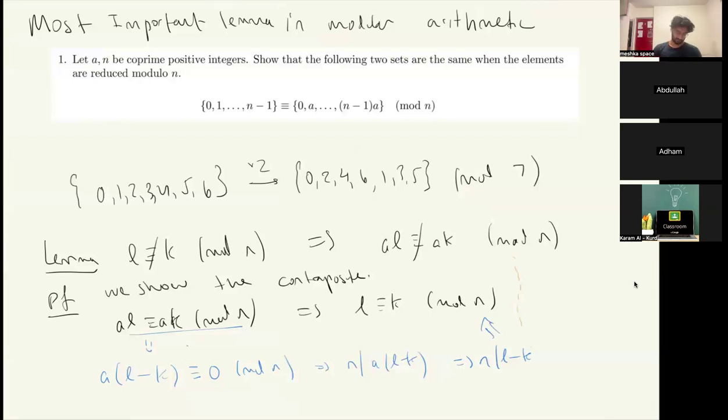Okay, but what was the point? The point was we proved this: we showed that if L and K are different, then AL and AK are different, modulo N. And then how does that finish this? How do we deduce the problem from the lemma?